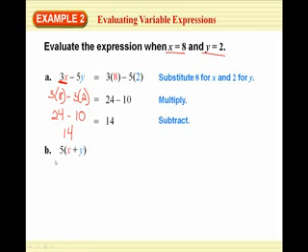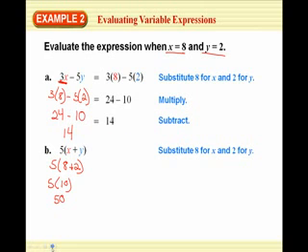Okay, this one, we're going to put the numbers in the parentheses. So notice right here, I'm going to go 5. You're writing these with me. x is 8 plus y is 2. Parentheses I do first because of order of operations, so it's going to be 5 times 10, which is 50. Check that out. Comes out to be 50.